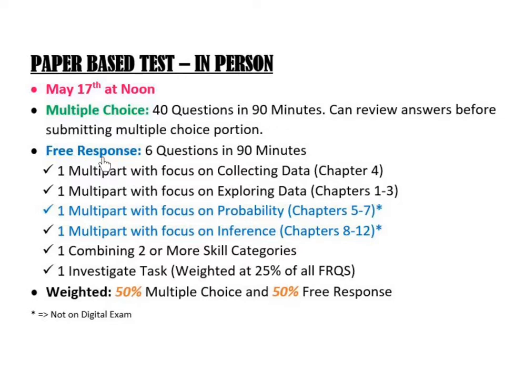The free response is going to be 6 questions in 90 minutes, again, very standard. This is how your questions are going to be broken down for the 6 free response. The first 5 free responses count for 75% of your free response score. The last free response is called an investigative task. It's number 6. It counts for about 25% of your free response overall score.